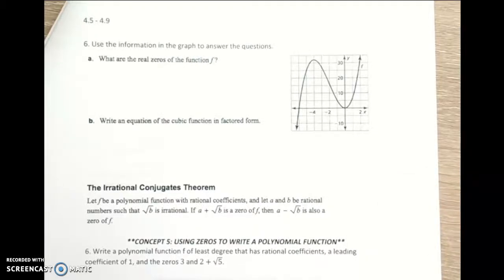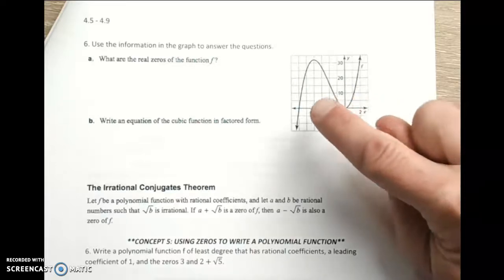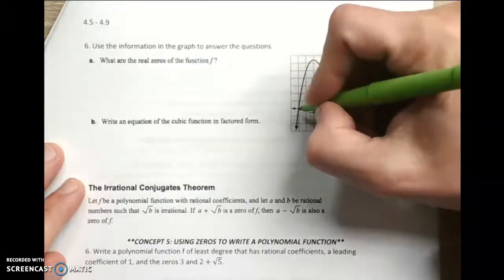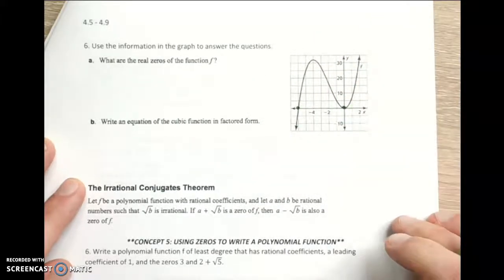Okay, so moving on to the next question. Here they give us the graph, and what they want us to do is identify the zeros and then write an equation. Alright, so first things first, where are these zeros? Well, the first one is right here, and then the second one is right there.